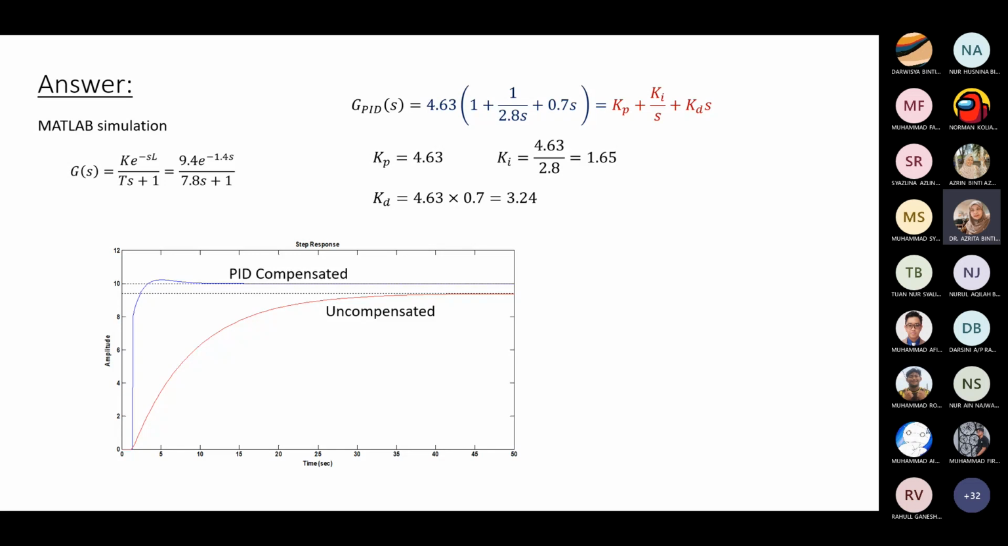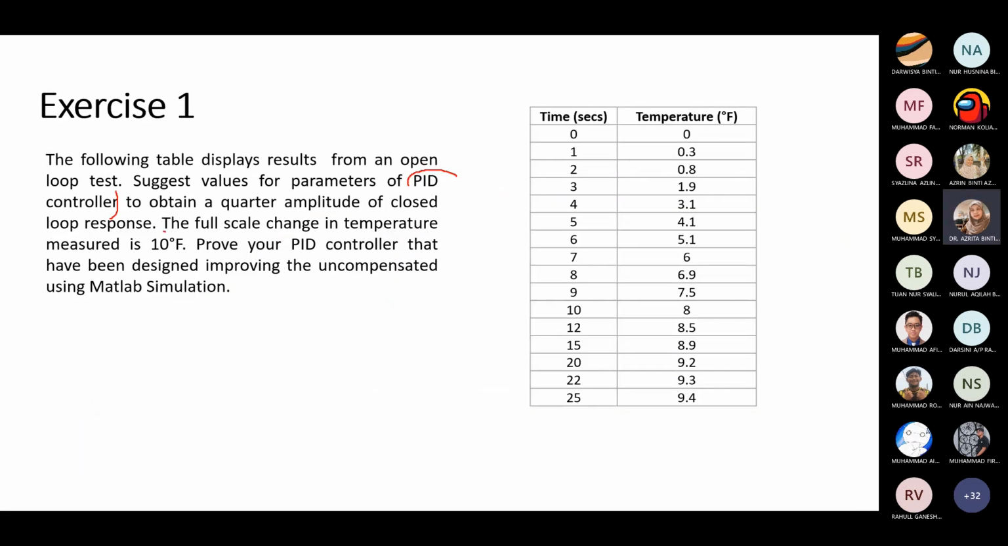And then we prove. This is the proof from the MATLAB simulation. The red color here is the uncompensated system, and the blue color here is the system with the PID controller. So you can see, when we apply the PID controller, it can improve the response, making it faster compared to the uncompensated system, and the error is also equal to 0, since from this statement.